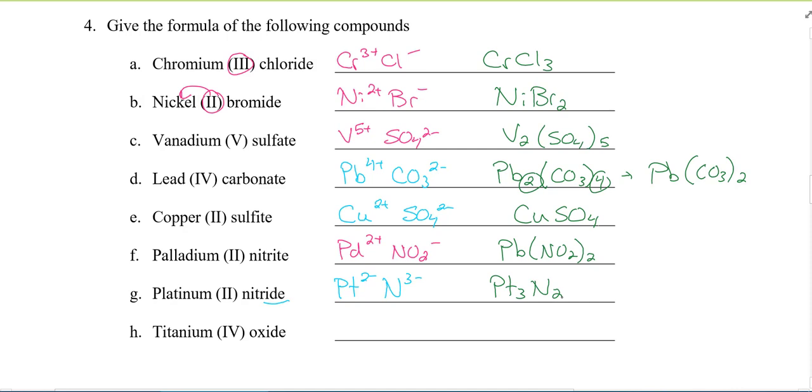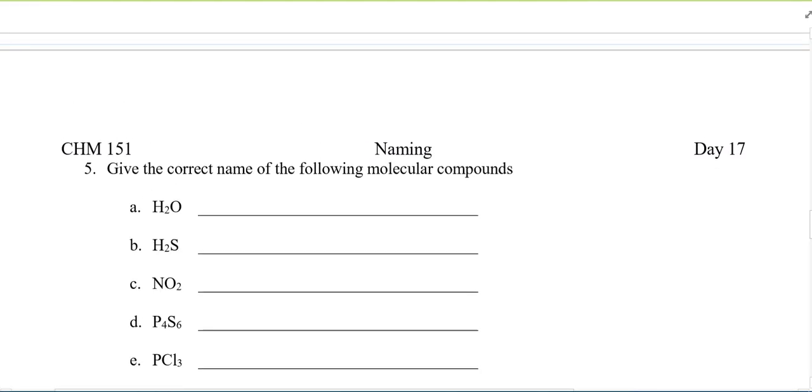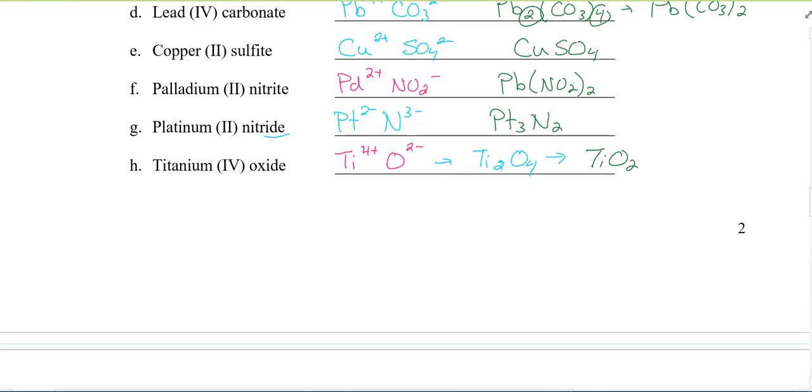And titanium 4 oxide, which most of the time you'll see as titanium dioxide for whatever reason. We haven't learned that reason. Ti4 plus, O2 minus. We can make this Ti2O4, which reduces to TiO2. And so is that all? That's all of them, right? Yep, that's all of them. So there's going from the name to the formula. And that's all it is. And we'll have to do that a lot this semester.